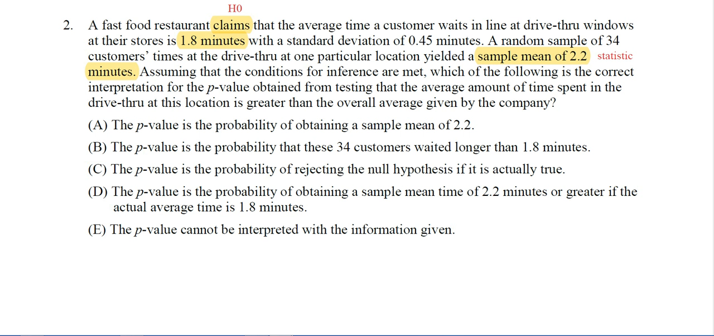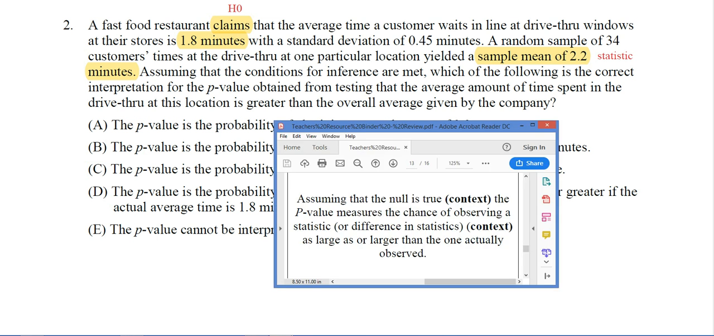Assuming that the conditions for inference are met, which of the following is the correct interpretation for the p-value obtained from testing that the average amount of time spent in the drive-thru at this location is greater than the overall average given by the company? Okay, so the key thing here is that we want to interpret the p-value. And for this, I'm going to refer to my flashcard.